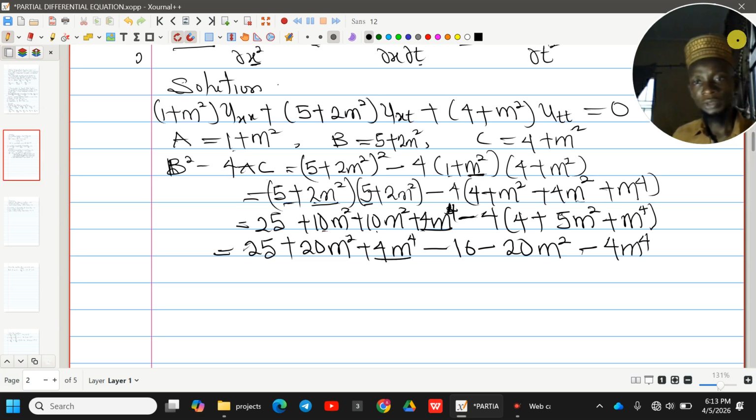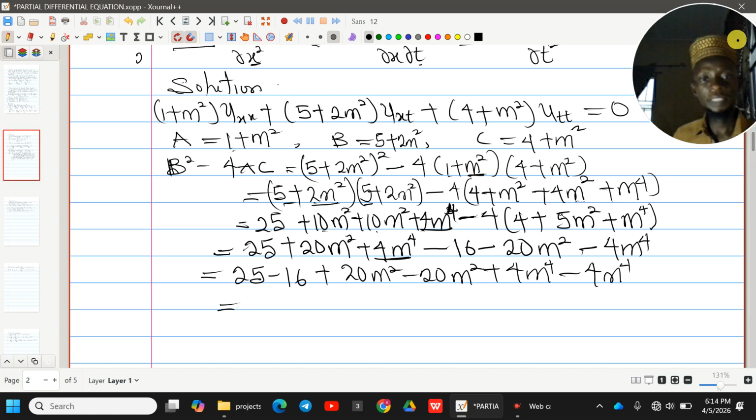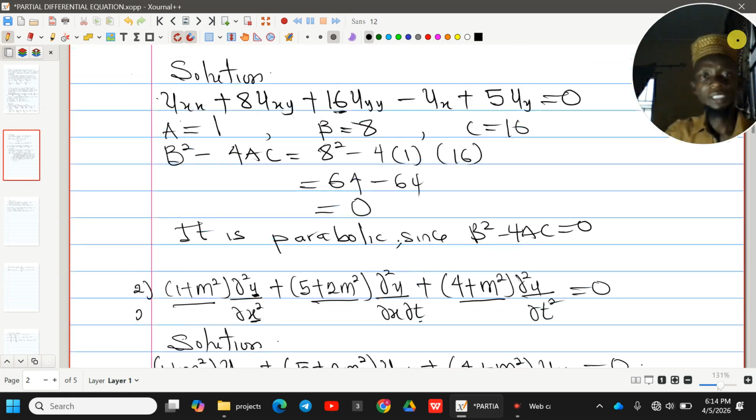Now when you look at this one, let me collect the like terms. So let me make it to be, this one is 25 minus 16. We have 20m squared minus 20m squared. Okay. We have 4m raised to power 4 minus 4m raised to power 4. Okay. 25 minus 16, this one is 9. 20m squared minus 20m squared, this one is 0. This one is 0. That is, this one is 9. Now let us look at the properties.